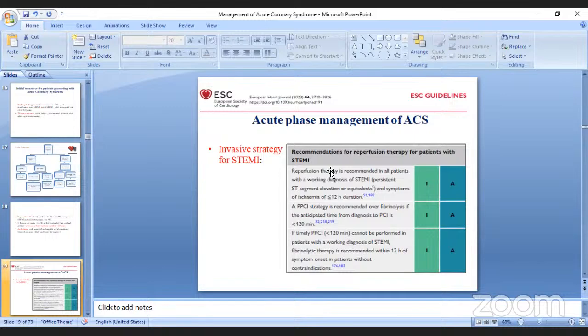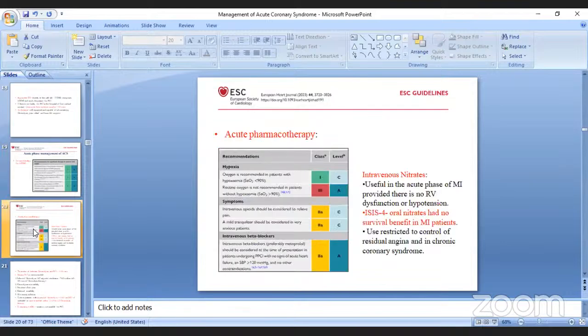So acute phase management of ACS with respect to invasive strategy for STEMI, the recommendations published were the reperfusion strategy is recommended in all patients of STEMI with symptoms of ischemia of less than 12 hours duration. Primary PCI strategy is recommended over fibrinolysis if the anticipated time from diagnosis to PCI is less than 120. If timely PCI cannot be performed, then fibrinolytic therapy is recommended within 12 hours of symptom onset in patients without contraindications.